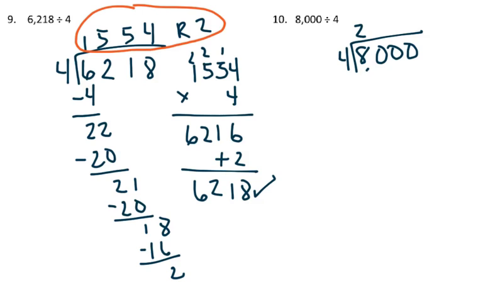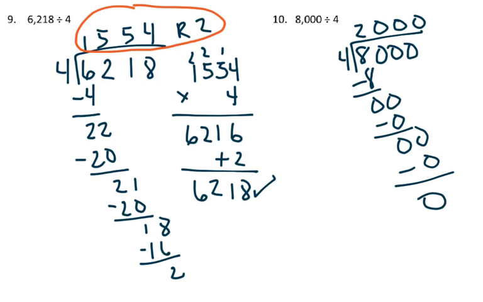Okay, and when we have the zeros to follow, we could just keep going through it this way. Okay, and then there's no remainder. So our 8,000 divided by 4 is 2,000.